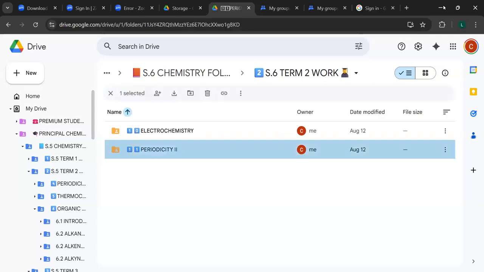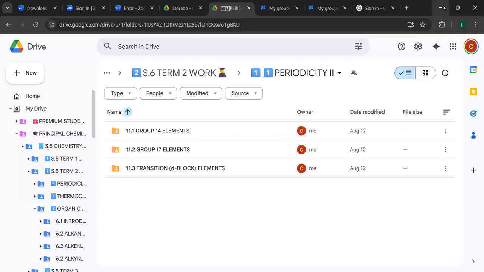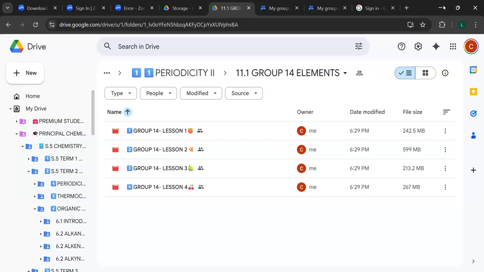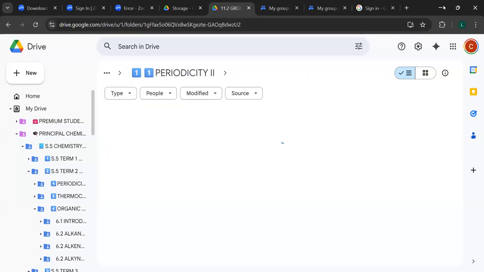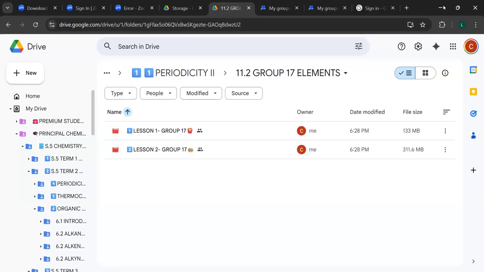And to make matters worse, also periodicity 2, I covered for you the work of group 14. The work is there, 4 lessons. You also have group 17. You can see 2 lessons ready for you. But I'll tell you more about that when I'm teaching organic chemistry. I don't know if it is tomorrow or Wednesday.